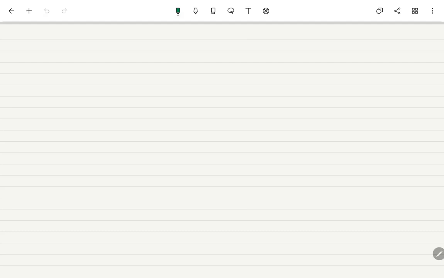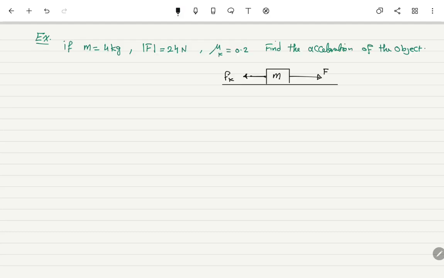Let's have another example. An object has a mass of 4 kilograms and the net force acting on this object is 24 newtons. If the coefficient of kinetic friction is equal to 0.2, find the acceleration of the object. To solve this, let's draw a free body diagram. We have F here, the kinetic friction, the weight directed downward, and the normal force is this one here.